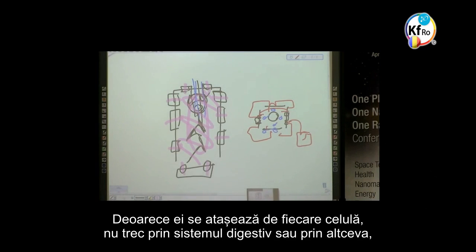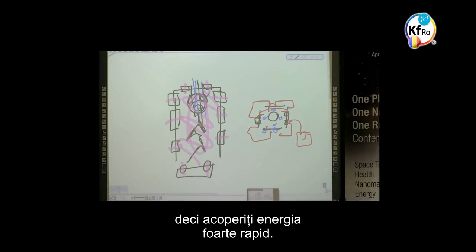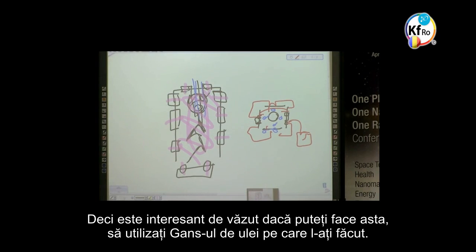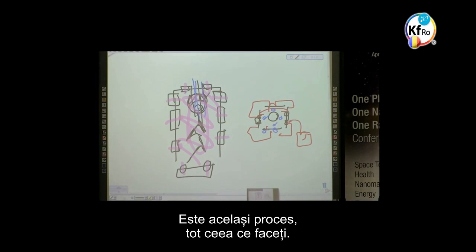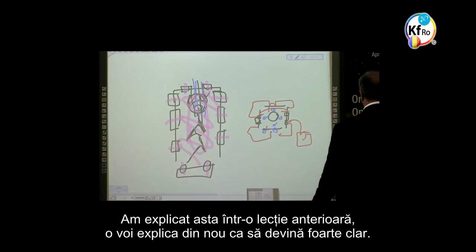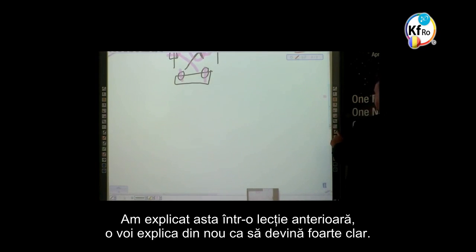because they attach to every cell. They don't go through a digestion system or anything else. So you dump the energy very fast. But it'll be interesting to see if you can make this, using the GaNS of the oil which you made. It's the same process. I explained this in the teaching before, I explain it again, that will become very clear.